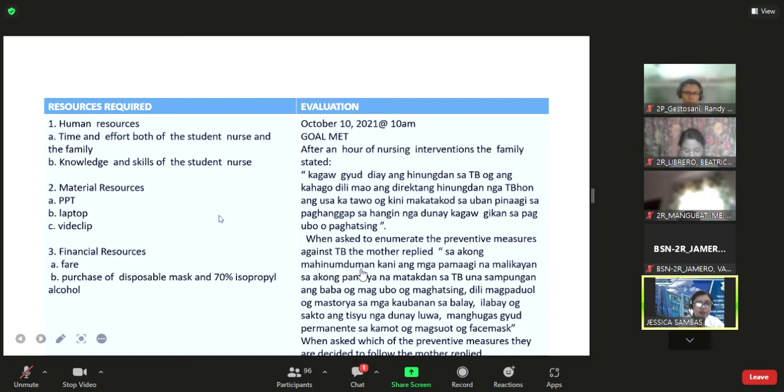The next would be financial resources. Of course, we need money for our fare going to the community. If you will be purchasing something, you need money for that. For example, as Ma'am Fuentes said, the problem you found was improper garbage disposal. So you decided to incorporate in your implementation the purchase or giving of a garbage bin.